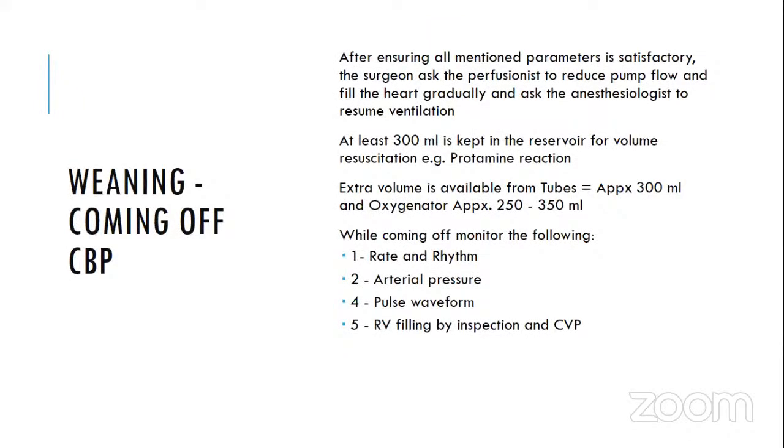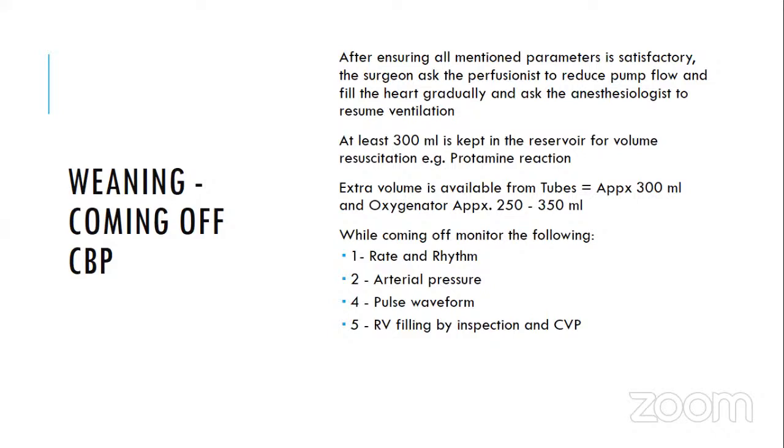After ensuring all the mentioned parameters are satisfactory, the surgeon asks the perfusionist to reduce the pump flow and fill the heart gradually, and asks the anesthesiologist to resume ventilation. At least 300 ml is kept in the reservoir for volume resuscitation in emergencies such as a protamine reaction, to go back on pump. Extra volume is available from the tubes, approximately 300 ml, and the oxygenator, around 250.